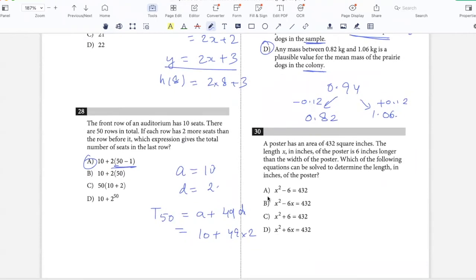A poster has an area of 432 square inches. The length of the poster is 6 inches longer than the width of the poster. Okay, so length is X and width is X minus 6. Which of the following equations can be used to determine the length? Okay, so the area is 432. So X into X minus 6 is 432. So X squared minus 6X is 432. So B.